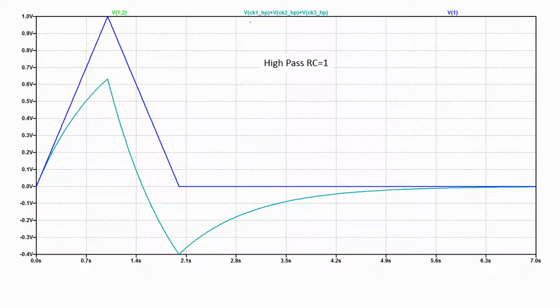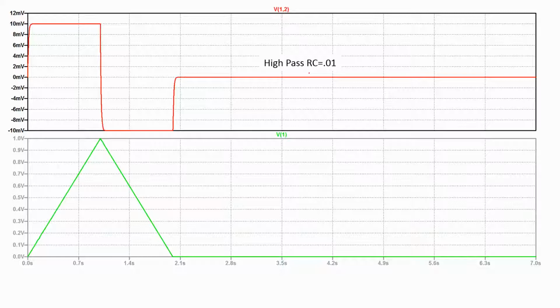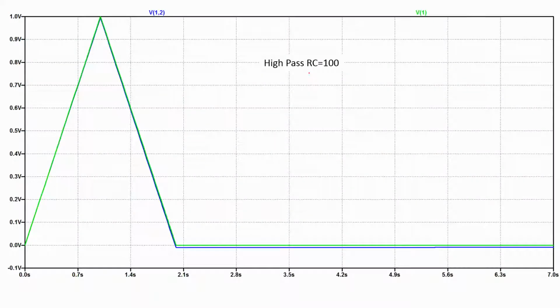With the high pass, I have an RC of 1. It's still almost passing the signal. Then I'm rejecting more and more of the low frequency part, and I'm just getting slope, right? Then when I make omega naught really, really small, I'm getting more and more of the DC part, and I'm almost back to that signal.